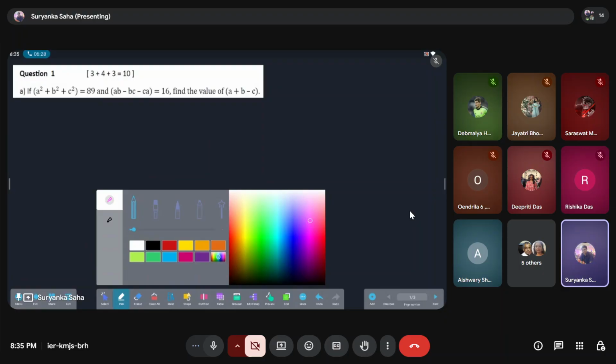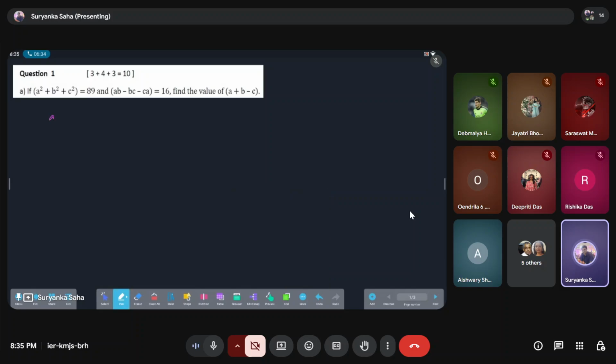Chalo, a square plus b square plus c square is given, and a plus b plus c you need. So we will start with a plus b minus c whole square, and I have taught you the initial three terms will be a square plus b square plus c square. Acha, plus 2, this much is same, and then it is plus ab minus bc minus ca. Just looking at the sign you can write that.